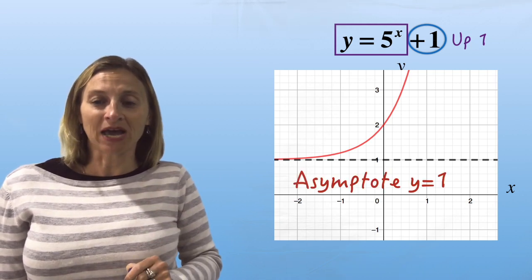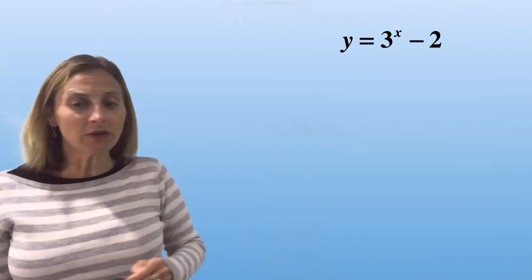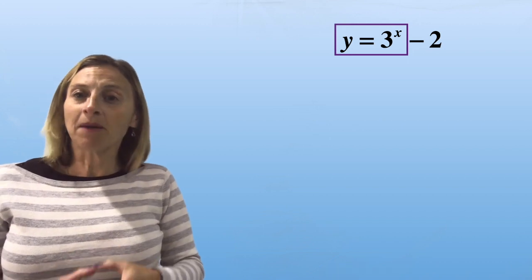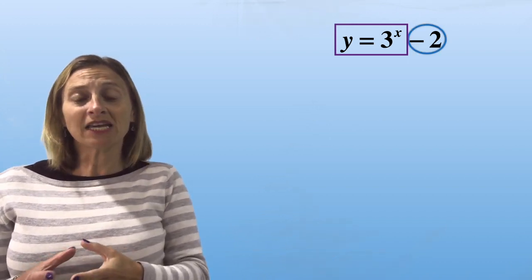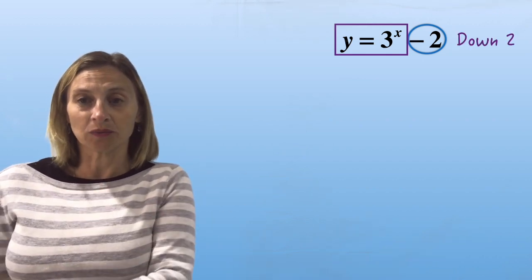Don't forget to label your asymptote, y equals 1. Let's have a look. y equals 3 to the power of x minus 2. Here we have our basic curve, y equals 3 to the power of x, and then we're taking it down 2. Minus 2 is down 2.